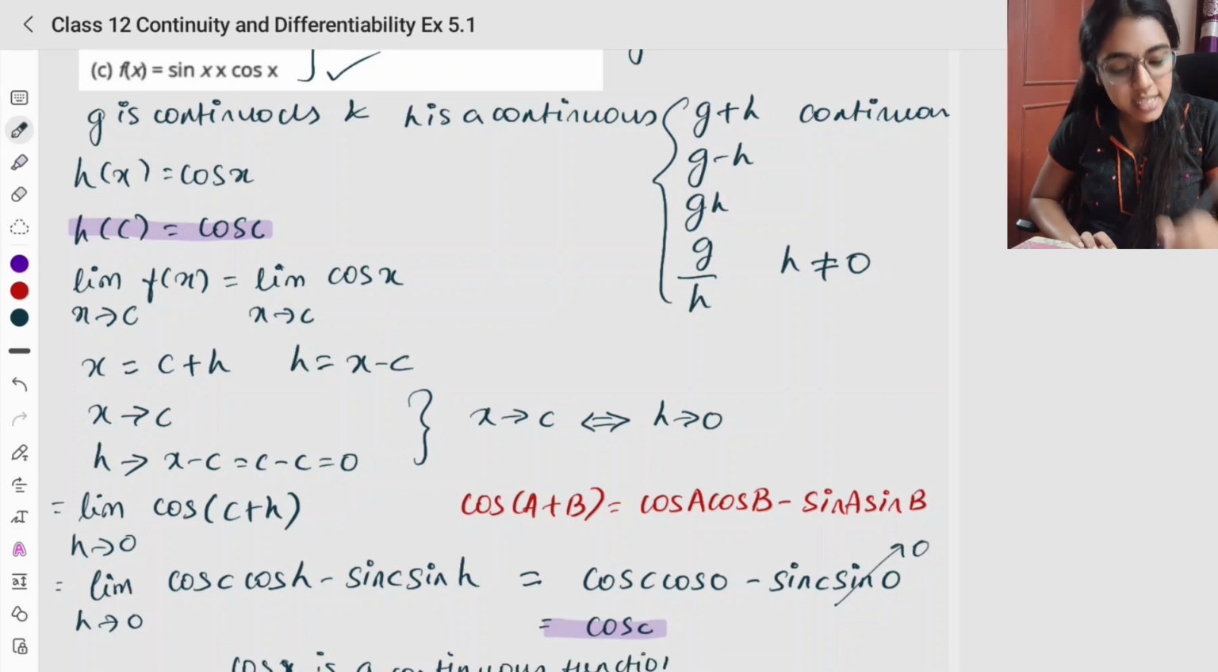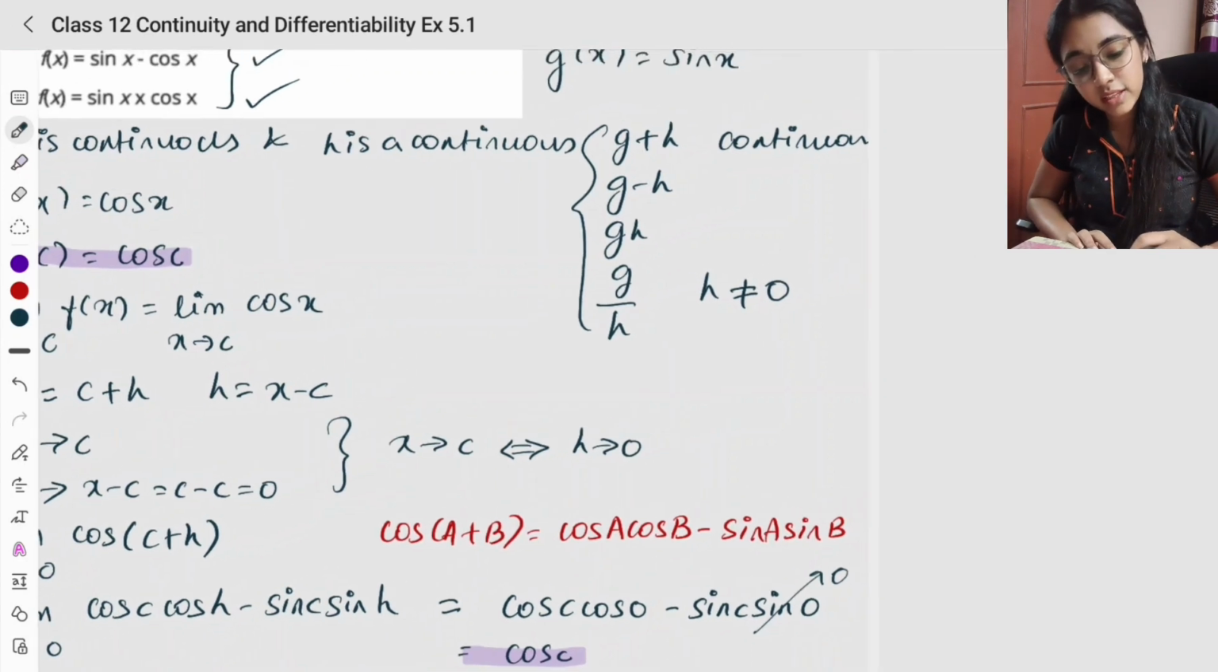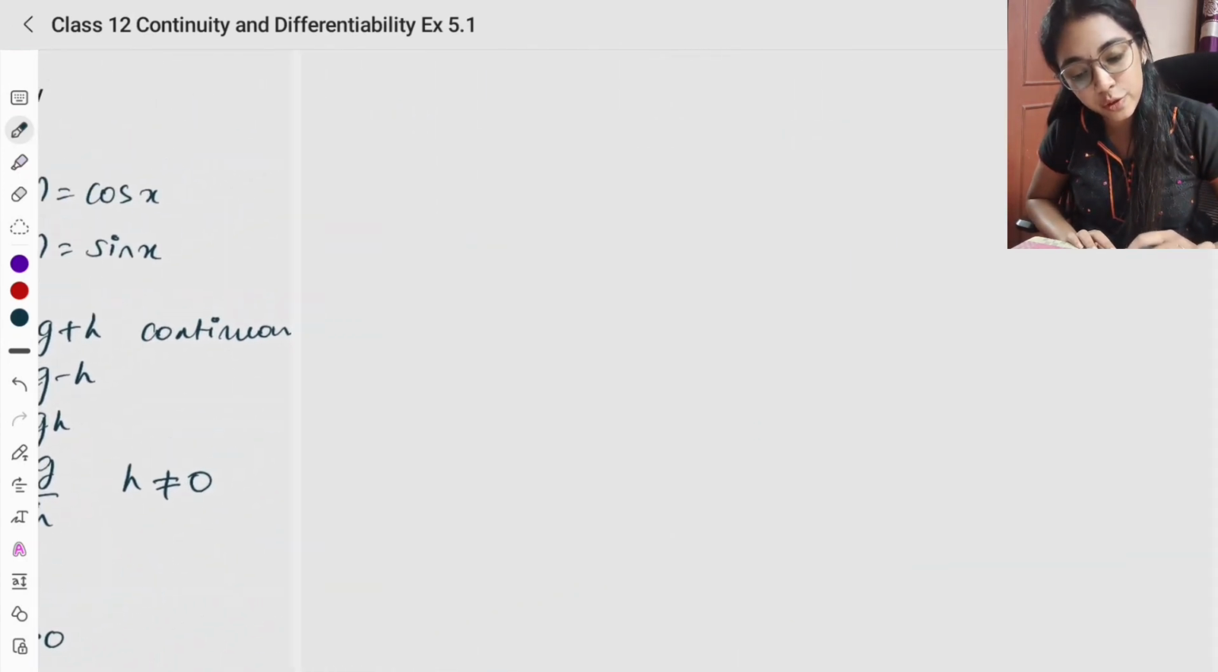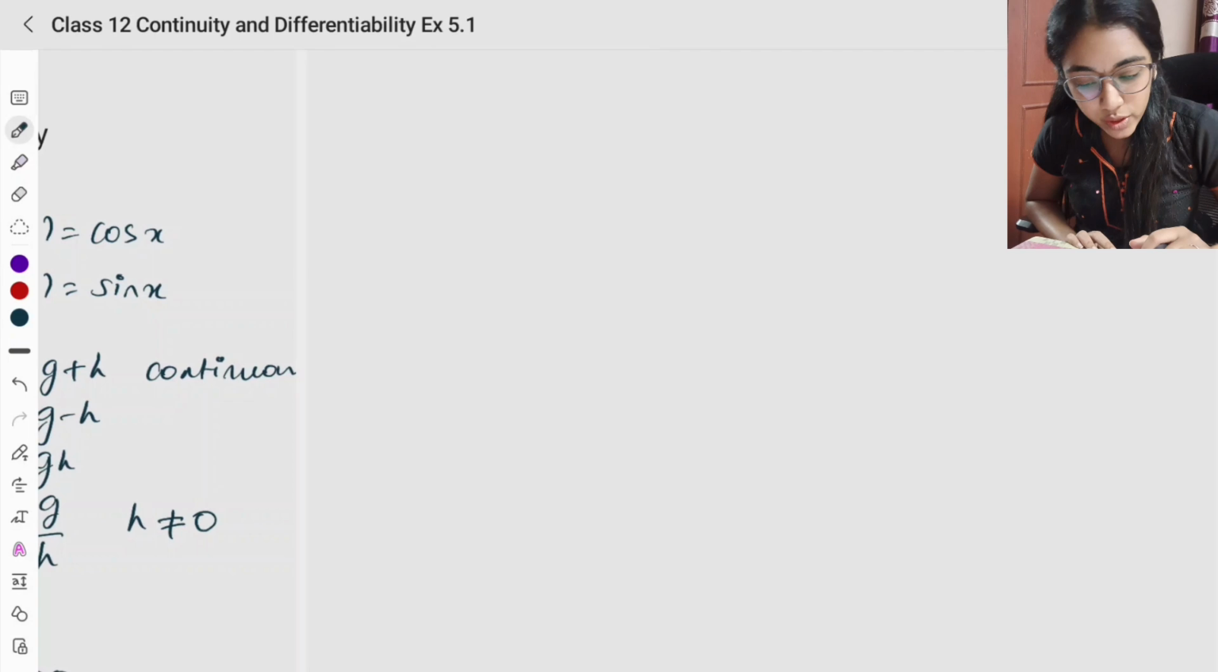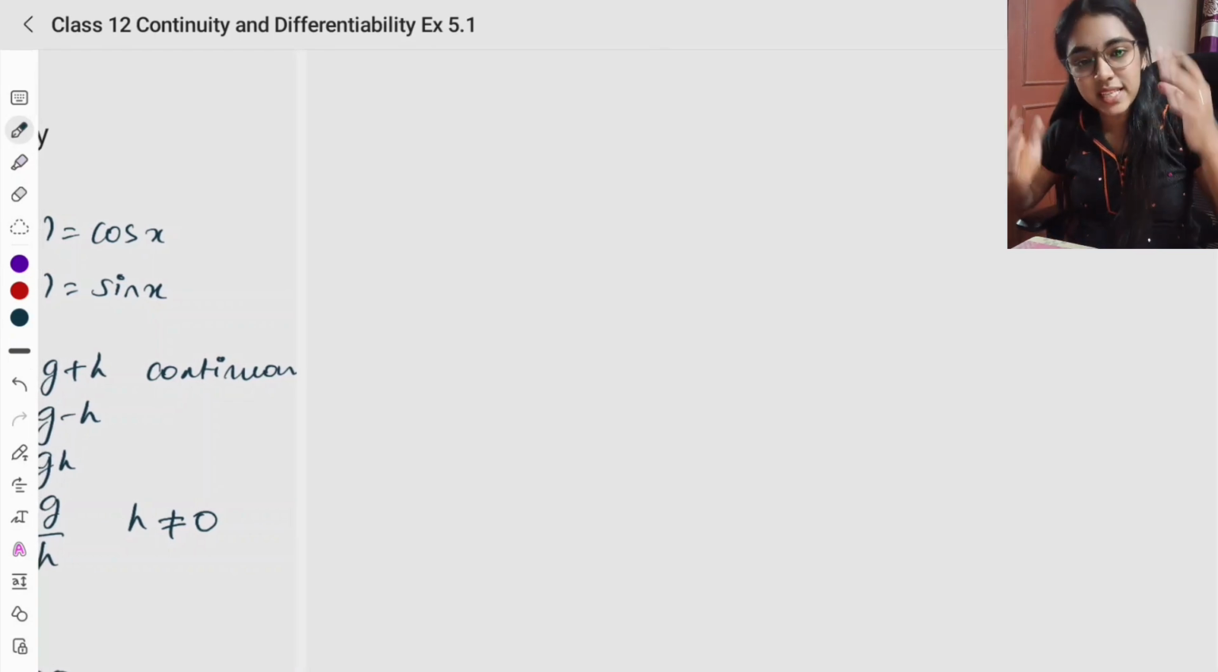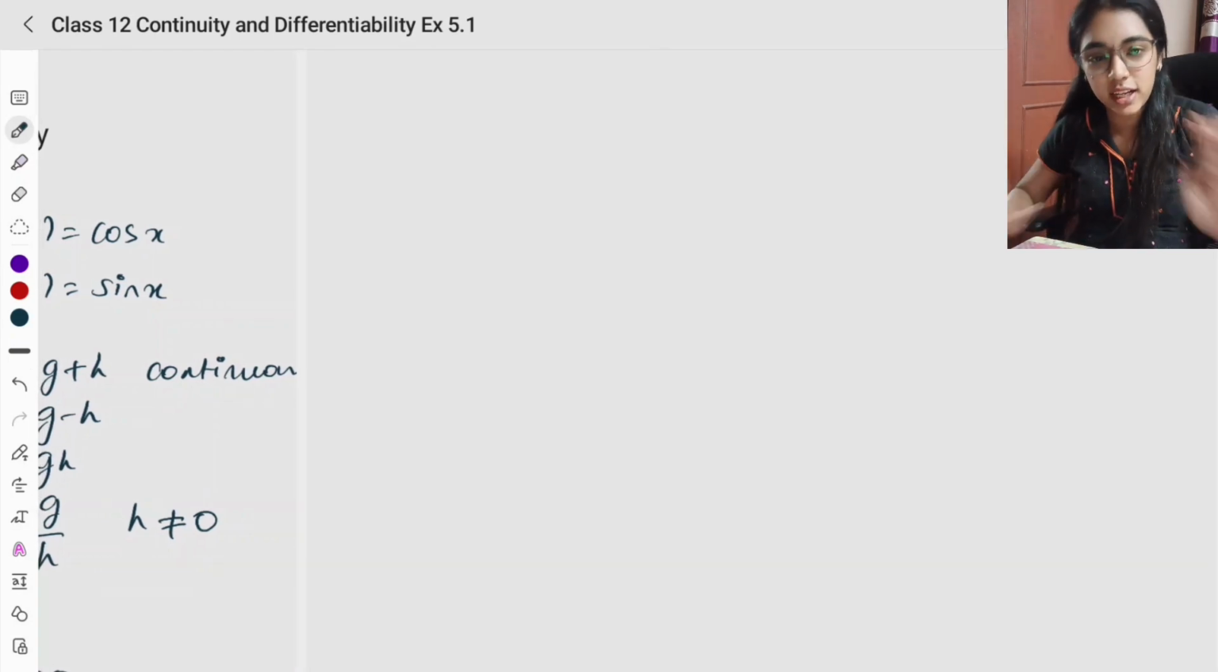Similarly, you have to prove that sine is also a continuous function. We have done this in the examples, but again I'll do it for you. இதுக்கு மேல நான் பண்ண மாட்டேன். Okay? So please note it down. Please have it in your mind that sine and cos are continuous functions.